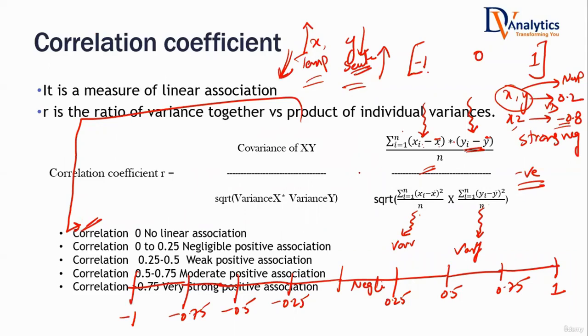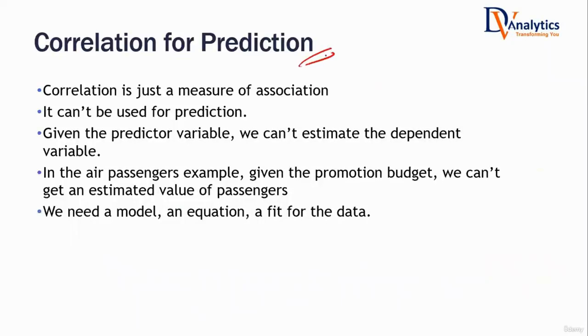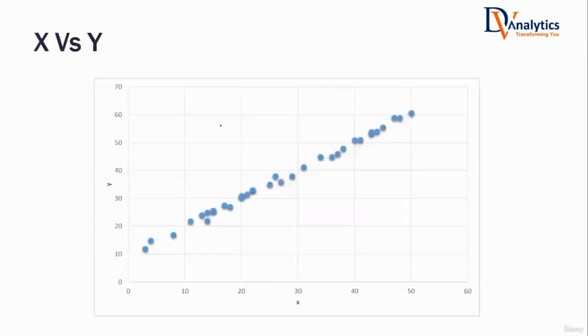What is the limitation of the correlation? That is one of the entry questions. What is the limitation? Correlation cannot be used for prediction. You must think of something else. Let us see what that is.